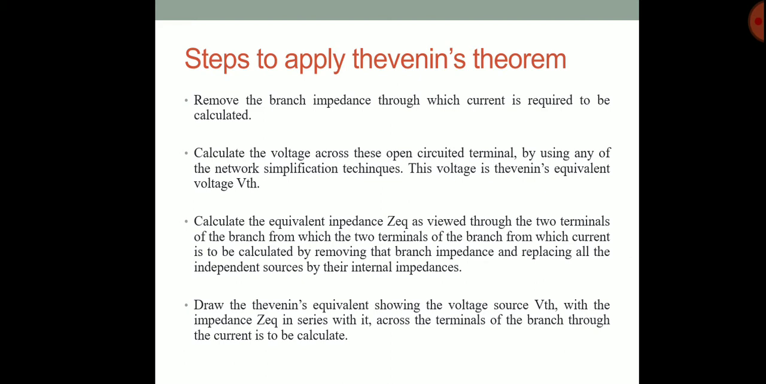Step number 4. Draw the Thevenin equivalent circuit, the voltage source VTH and the equivalent impedance in series, across the terminals of the branch for which the current is calculated. Reconnect the branch impedance. Now, with the equivalent impedance and the load impedance, the required current through the branch is given by I is equal to VTH divided by load impedance plus equivalent impedance.